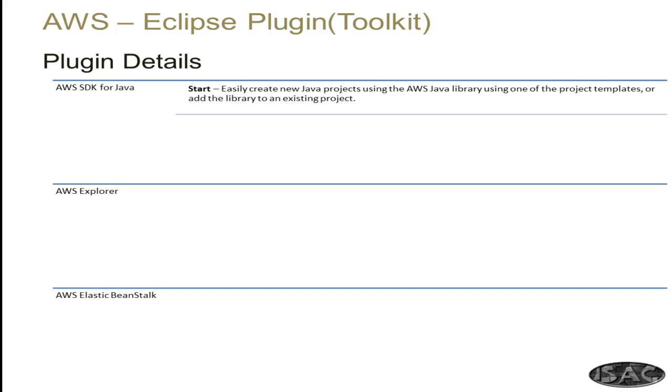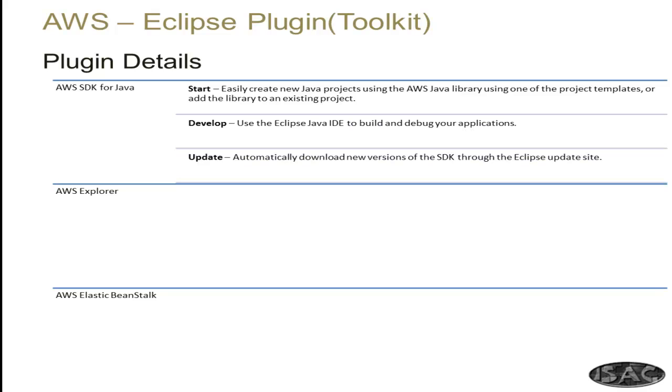In this one, we'll understand a little bit further about the various AWS SDK and how to use it. So AWS SDK is useful in the Eclipse so that you can easily create new Java projects. It helps you to create a new Java project using the AWS Java library. You can use the Eclipse Java IDE to build and debug your applications directly into the Amazon cloud. It automatically downloads new versions of the SDK through the Eclipse update site. So those are the benefits of this.